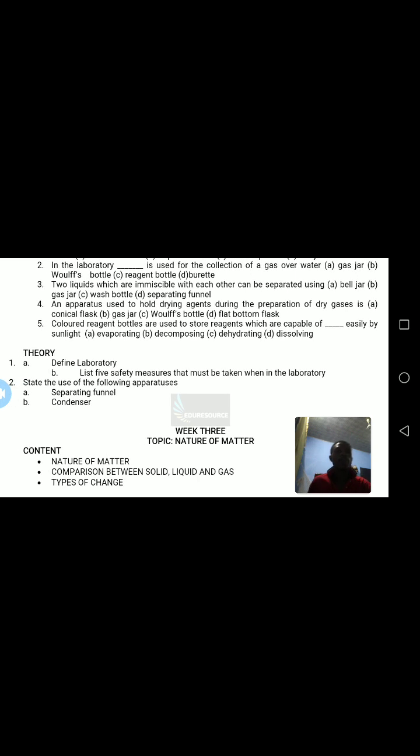So that is it for today. I'm going to give you an assignment, something to go and read on the laboratory. Revise on 5 safety measures that can be taken. You can come up with other safety measures that can be employed in a laboratory, and also state the uses of the following laboratory apparatus: separating funnel, condenser. Just revise on it and be prepared.